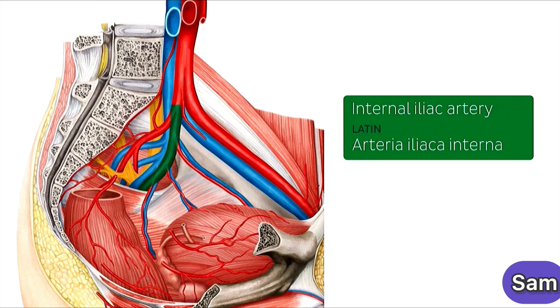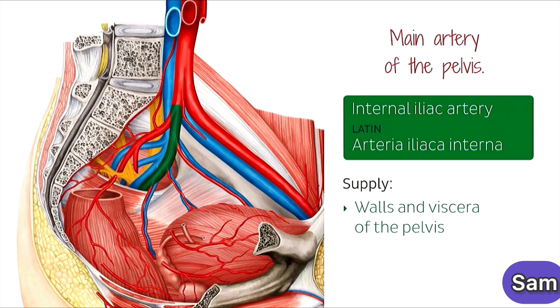This paired artery is considered to be the main artery of the pelvis, as it provides branches that will be supplying a lot of structures, including the walls and viscera of the pelvis, or the organs of the pelvis, and the reproductive organs, the buttocks, and the medial compartment of the thigh.